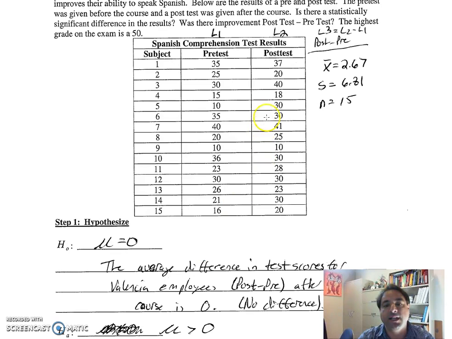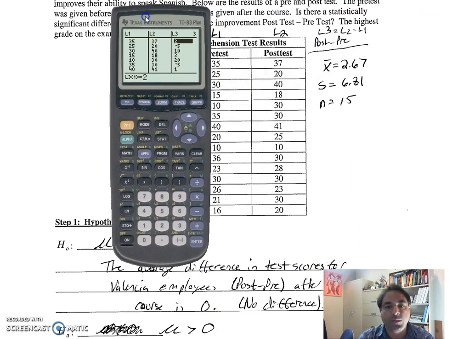We need to find the x bar, s, and n of the difference list. So remember how to do that in the calculator. Start at the home screen, second mode, from the home screen, STAT, to the right for CALC, number 1 for 1-Var Stats, list 3, press enter. x bar 2.67, s 6.81, n 15. Those are the numbers we'll be using.